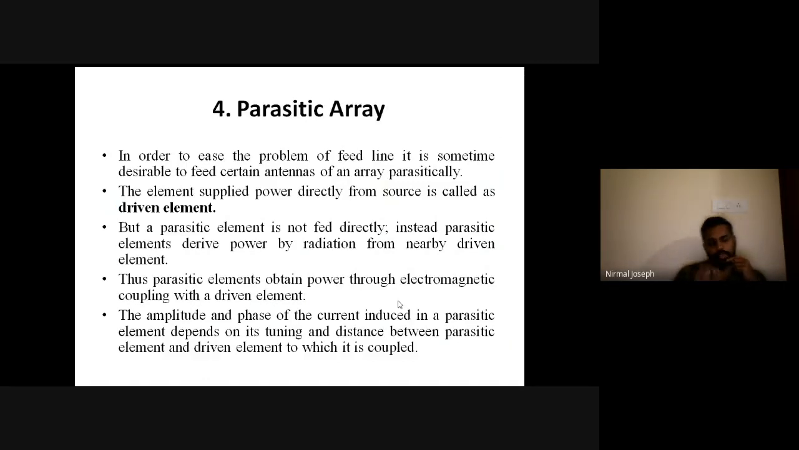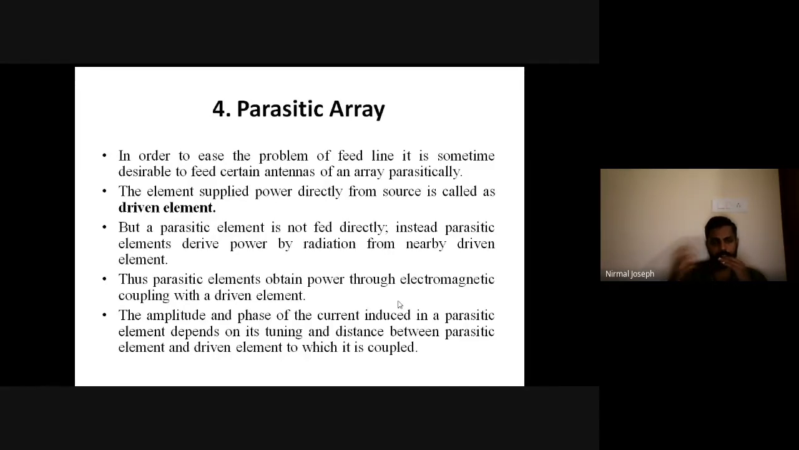Now, for all these things, you should try to understand the definition from the heading itself. From the name itself, you can understand. Collinear means it's in a line. Broadside means it will fire towards the sides. End fire means it will fire towards the ends. So, based on those things, you can write at least 2-3 sentences regarding that. Similarly, parasitic array.